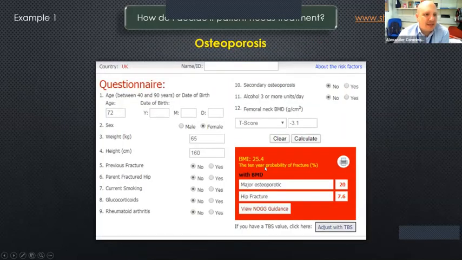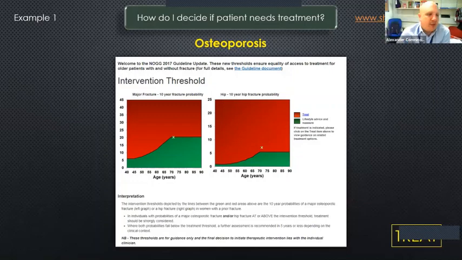Okay, so here's an example of a patient with osteoporosis, 72 years old, and here's the weight and the height. No additional risk factors, but just a T-score of -3.1. Okay, so major osteoporotic risk, that's the risk of fracture of the spine, the hips, the humerus, 20%. Hip fracture, 7.6%. And then if you click on this, it says View NOGG Guidance, you'll come to this screen. And here you've got the various ages and the risk of fracture, and X marks this patient, okay? So she's 72, as we said, she has a 20% risk.